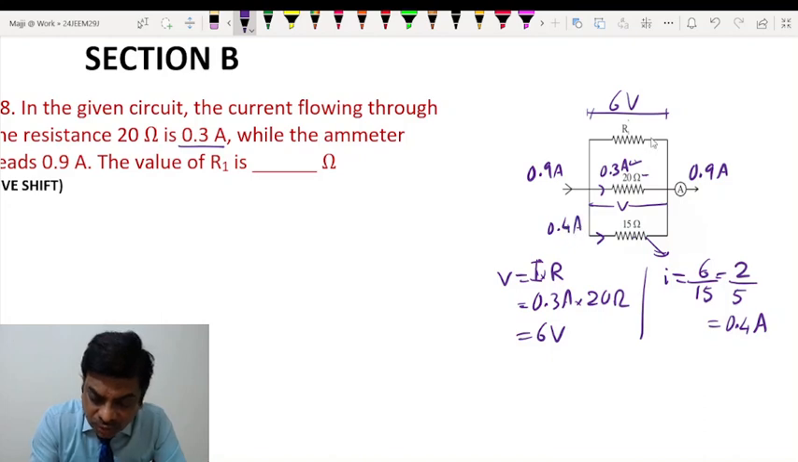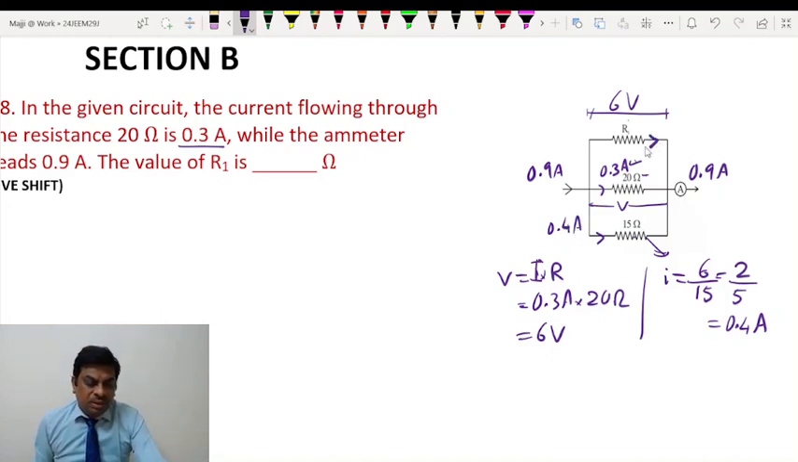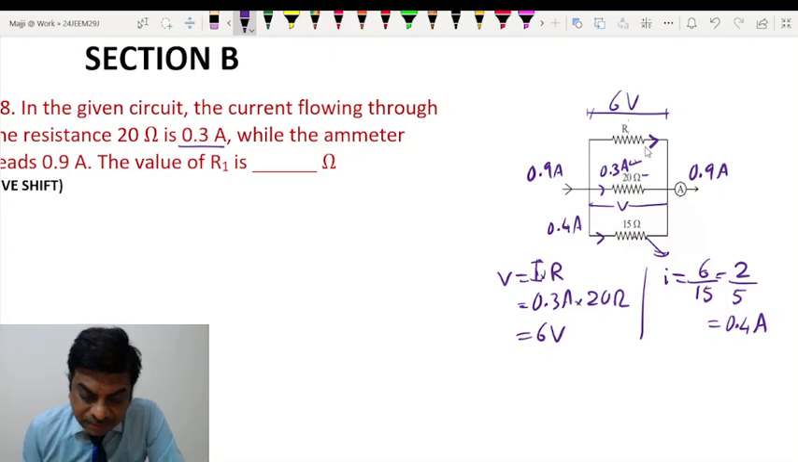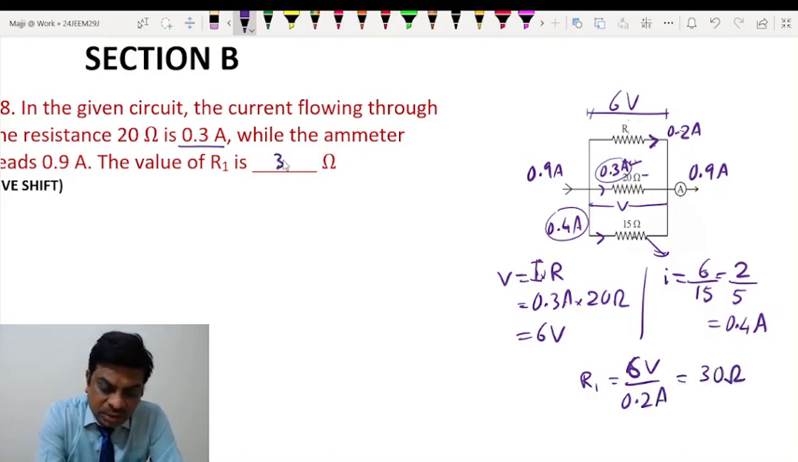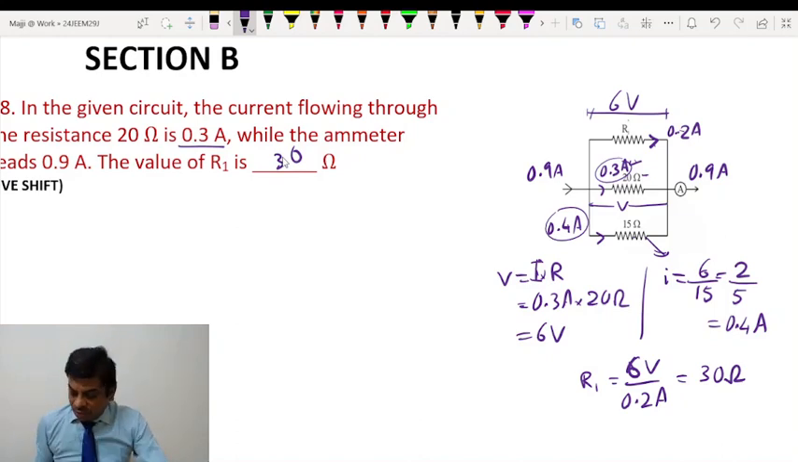So if you apply Kirchhoff's first law, you will get the current through this. So current through this will be how much? From 0.9 you will subtract 0.3 and 0.4. So you have 0.2 ampere. So now R1, finally R1 will be 6 volt upon 0.2 ampere. So which is 30 ohm. So 30 is the answer. Okay, students. So this is how you are supposed to calculate.